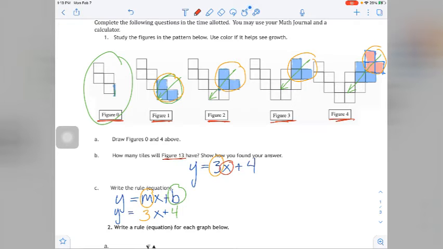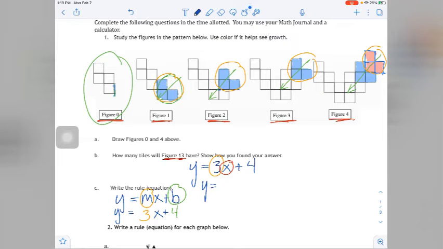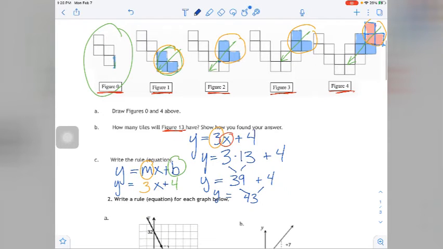So if I was going to do figure 13, I would just plug that information in. I would say, well, I know that the tiles are equal to 3 times whatever the figure number is. So in this case, the figure number is, oops, sorry, I wrote the wrong number, is 13. And then we add 4. So we should be doing the math 13 times 3, which is 39, plus 4. So we know that tiles are equal to 43.